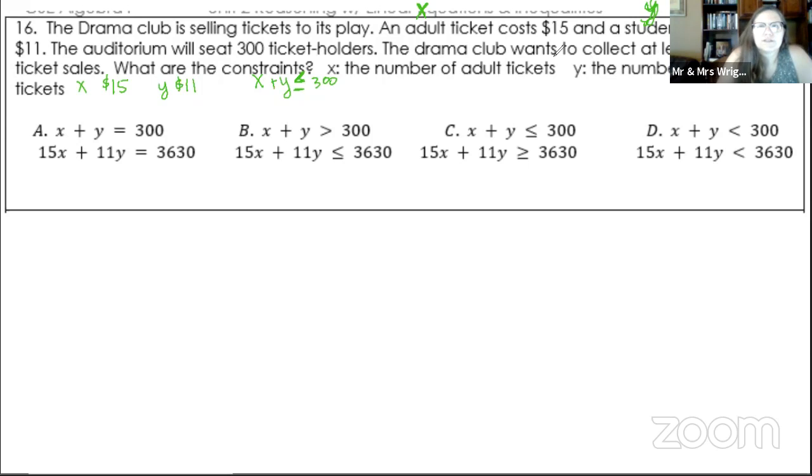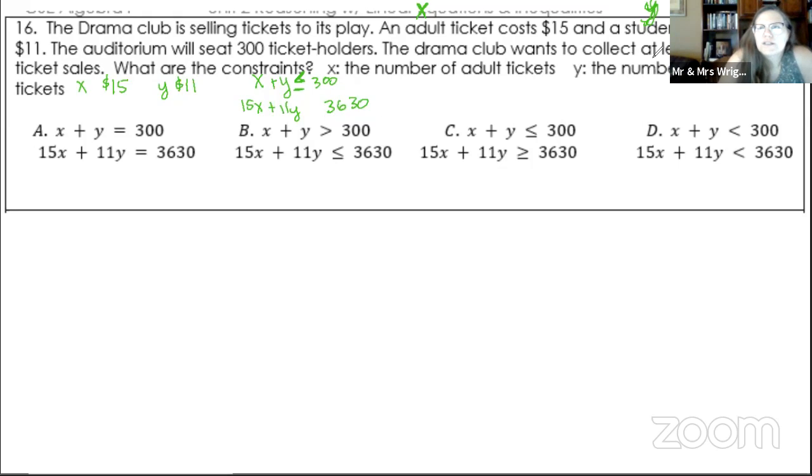All right, so then the drama club wants to collect at least $3,630 in ticket sales. What are the constraints? I remember this problem from the lesson. This is the exact same problem in the lesson, I feel like. Oh, it tells us X is the number of adult tickets, Y is the number of student tickets. I'm glad I chose those because that's the exact same they had. So 15X plus 11Y, and it's going to do with 3630.